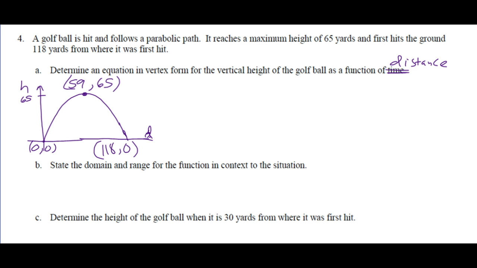Okay, so I have the vertex. I have a nice point. So equation, y equals a, x minus h quantity squared plus k. y equals a, x minus 59, at 59, squared plus 65. Let's plug in 0, 0 for x and y. You could also plug in 118, 0, but 0, 0 is nice.